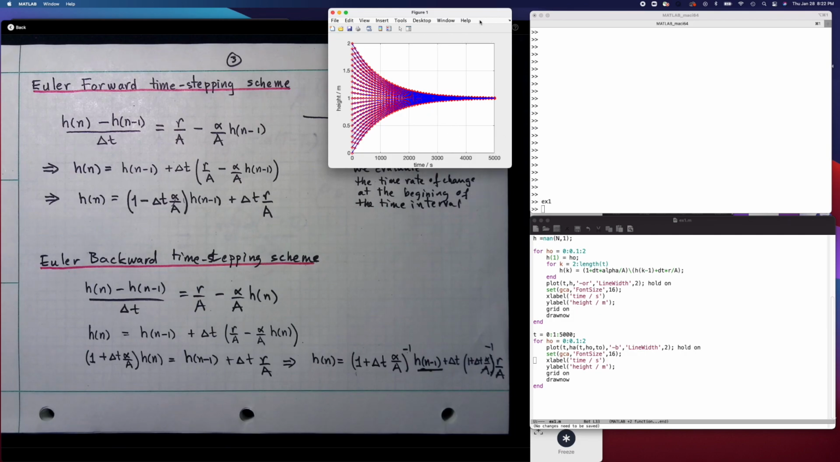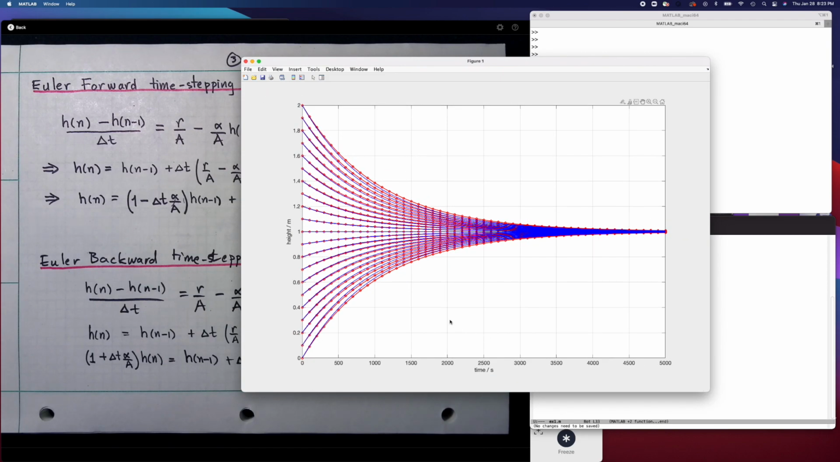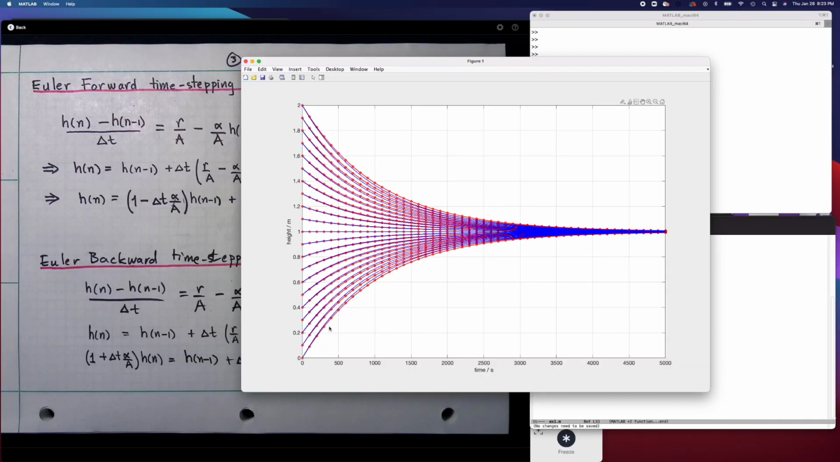And this time, let's make a zoom. We still see this error, but unlike the Euler forward case, now when we're approaching the equilibrium solution from below, the numerical solution has a lower height than the analytical one, and on the top it's the other way around. The numerical solution is higher than the analytical one.